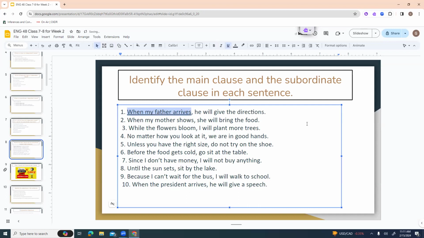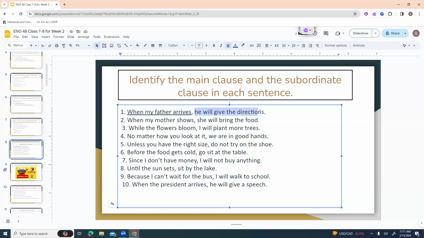When my father arrives. Yeah, because father's your subject and there's your verb and there's your subordinate conjunction. So does that mean the rest of this is our main clause? Well, let's take a look at it. He will give the directions. Subject, verb, makes sense on its own.